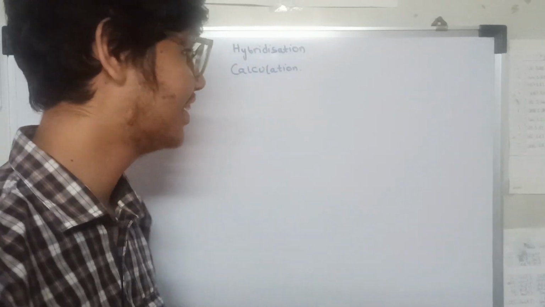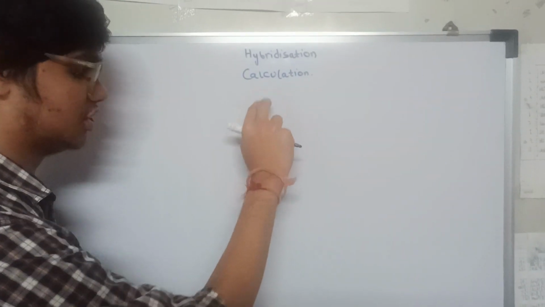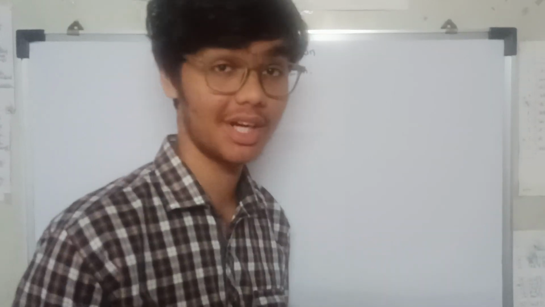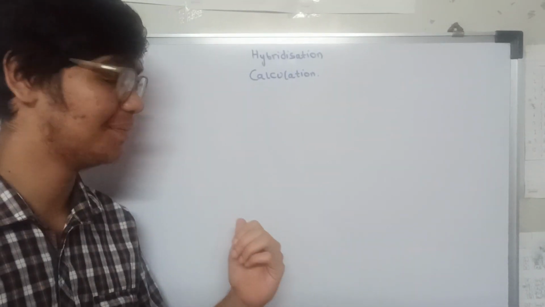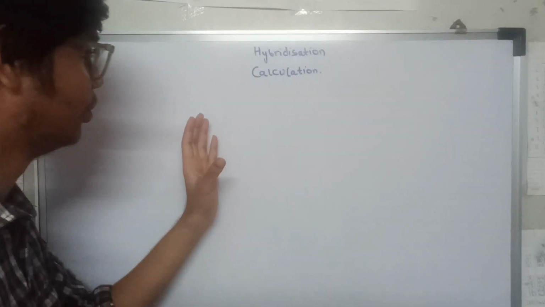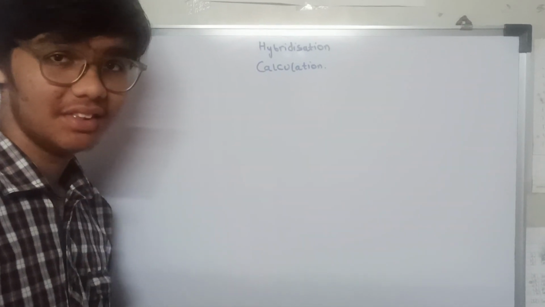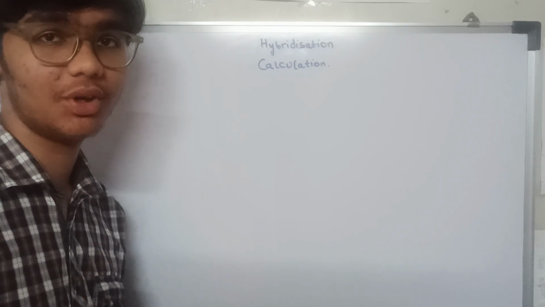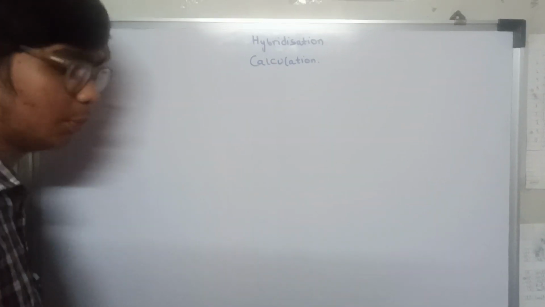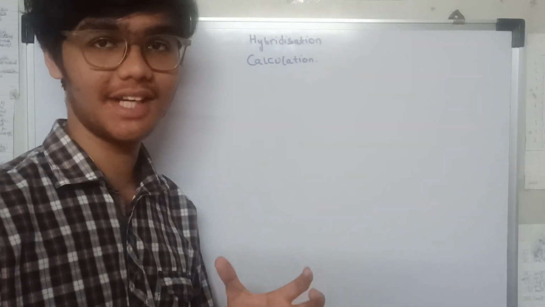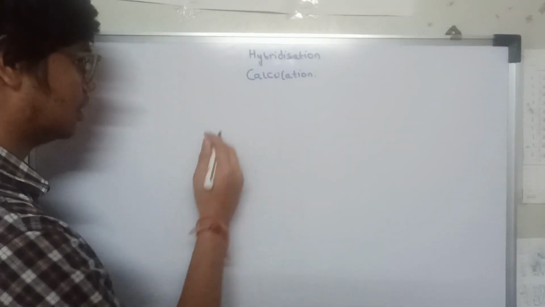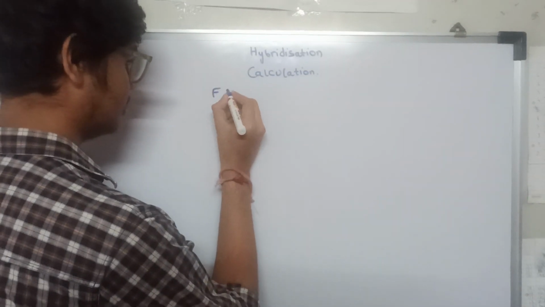So hello students, we are going to start the hybridization calculation. Many of the students were asking how to calculate the hybridization. So here's a video, and there are two methods, and we are going to study each of them in a shortcut manner, but it is very important to study. I hope you have studied what hybridization is. So here there is a formula method.